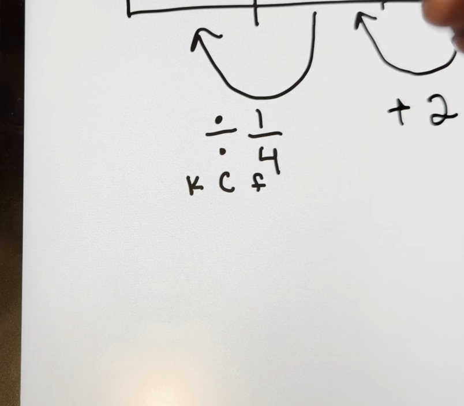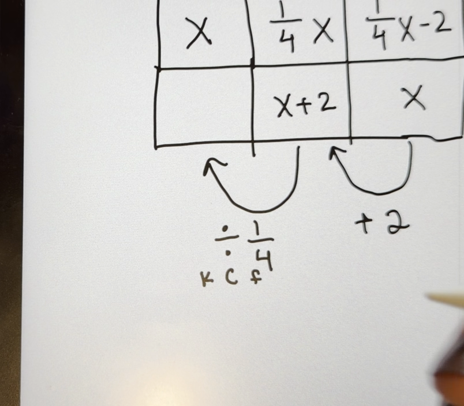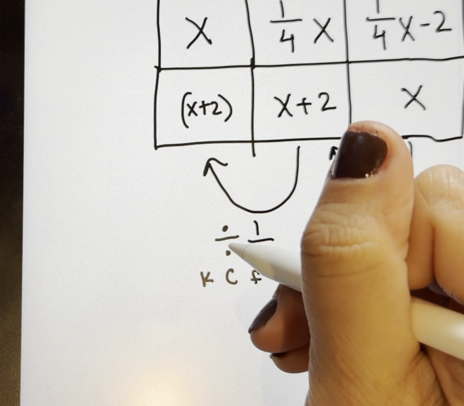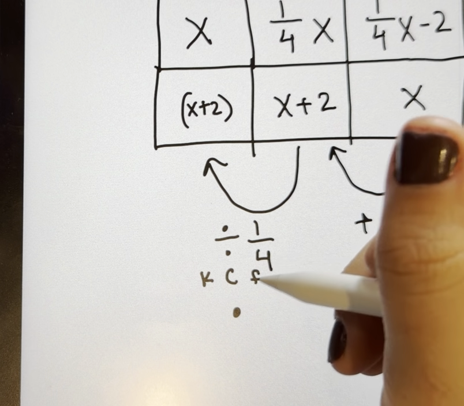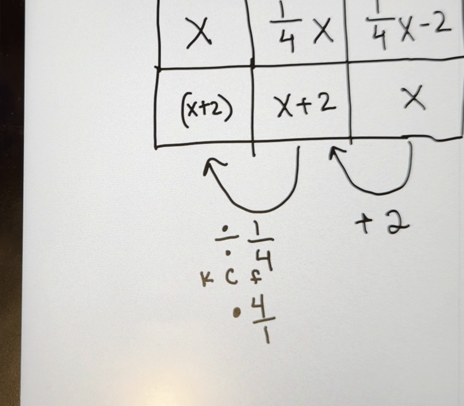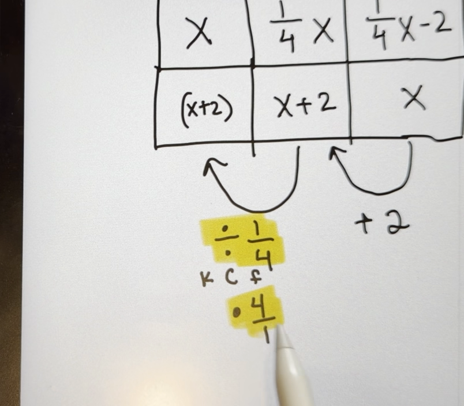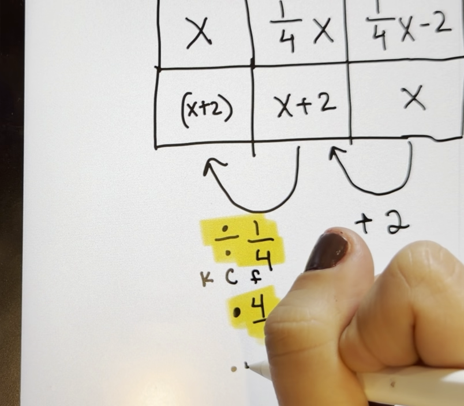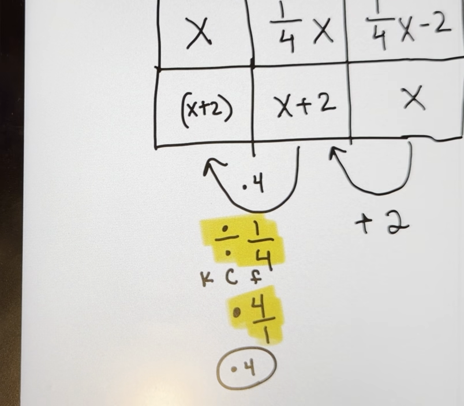What happens is you keep the thing that you're multiplying, which in this case is our x plus 2. We're going to keep that. We're going to change the division to be multiplication. And then we're going to flip the 1/4 to be 4/1. So dividing by 1/4, you guys, is the same as multiplying by 4/1. And multiplying by 4/1 is the same thing as multiplying by 4. So if it were me, I would think of this as just multiplying by 4.